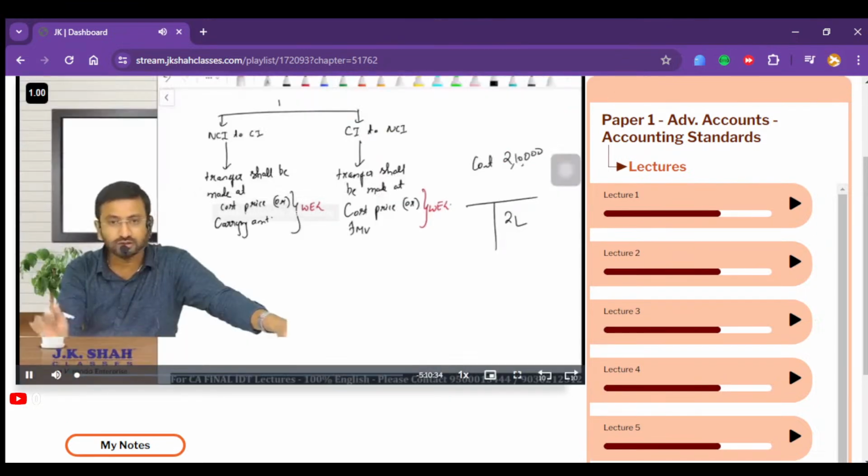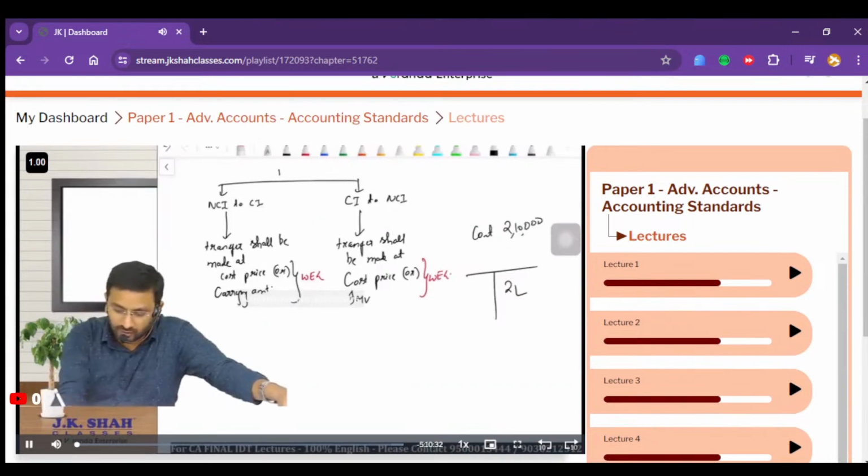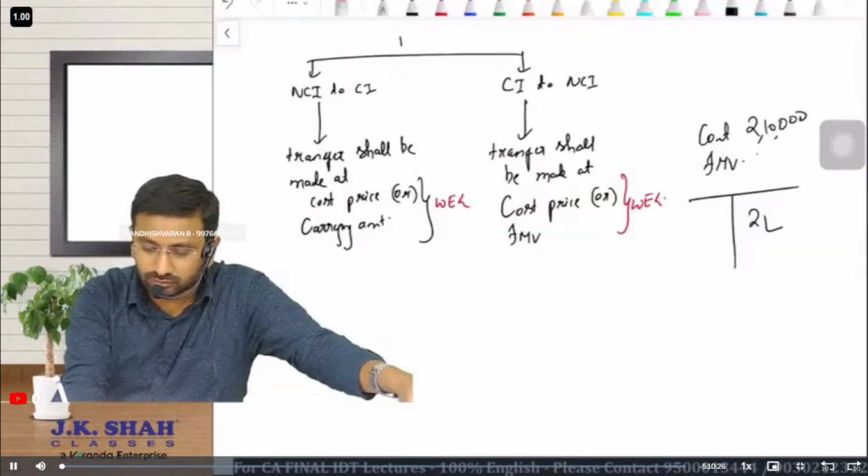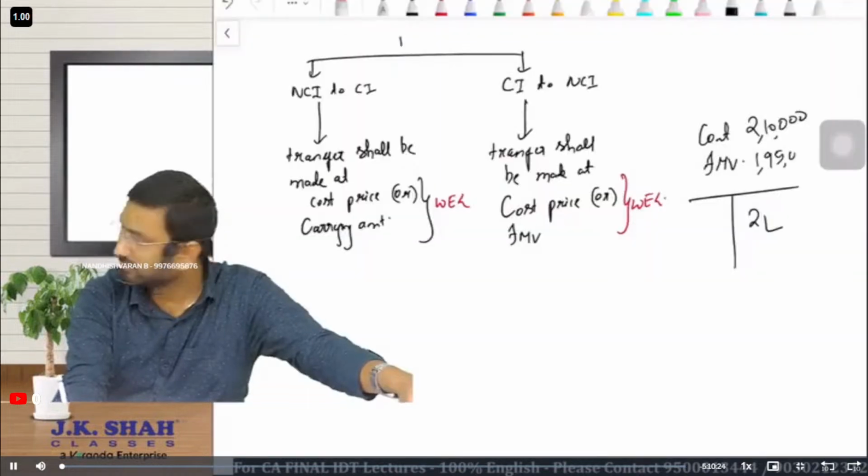What is the cost of it? 2,10,000. Fair market value. What's happening now? Not clear now.